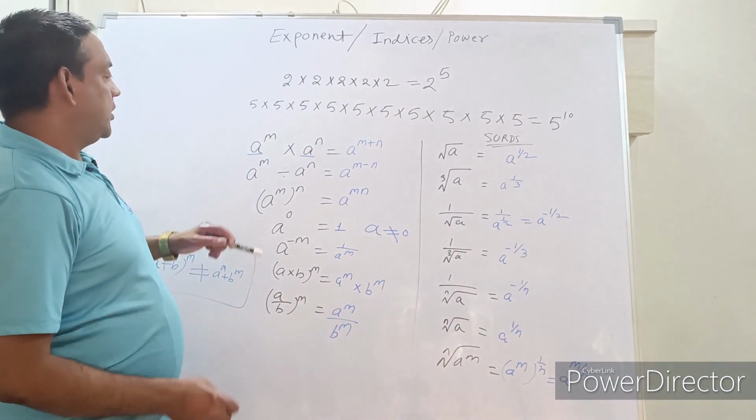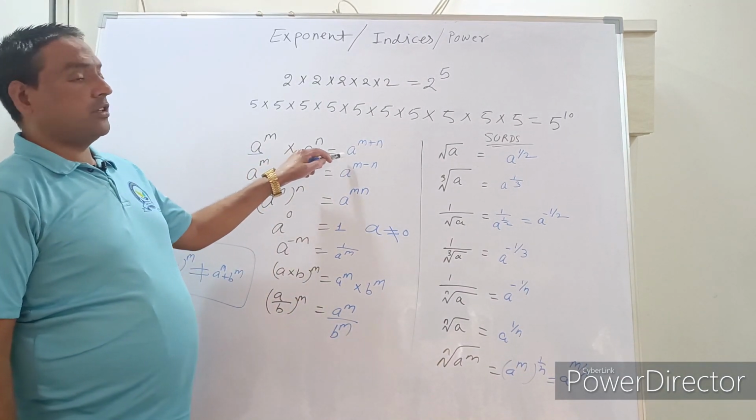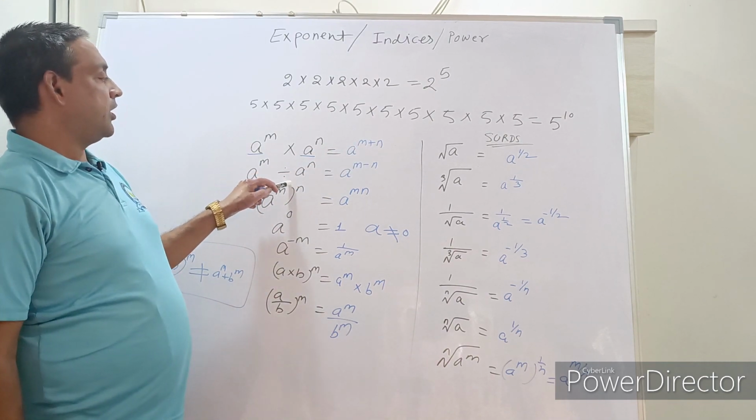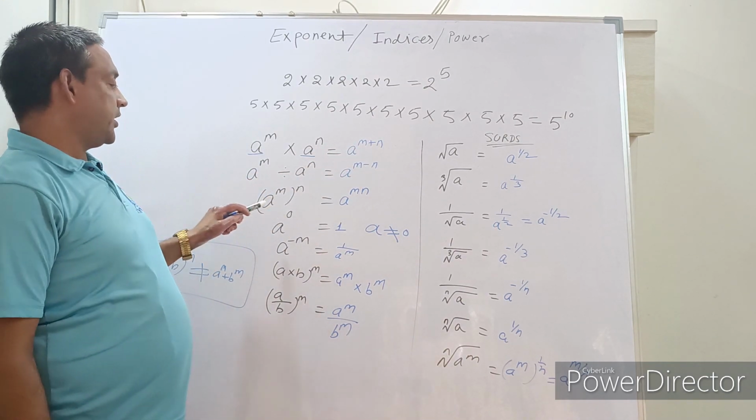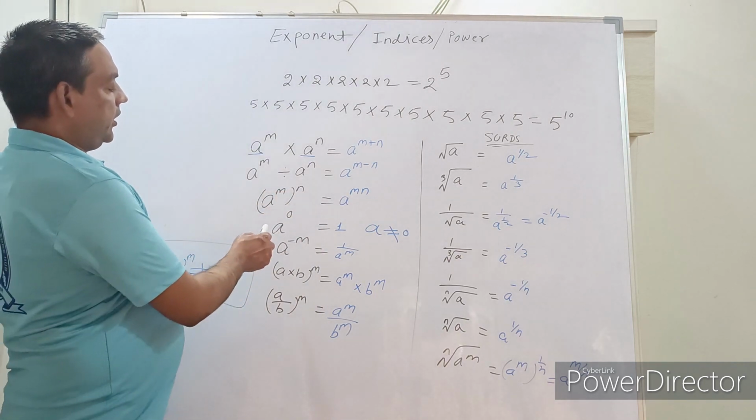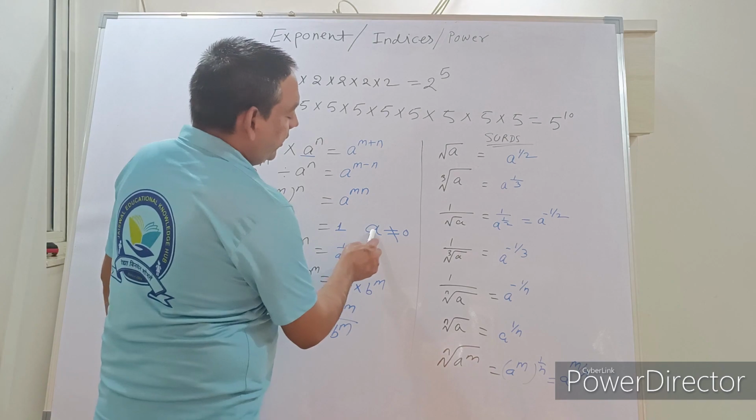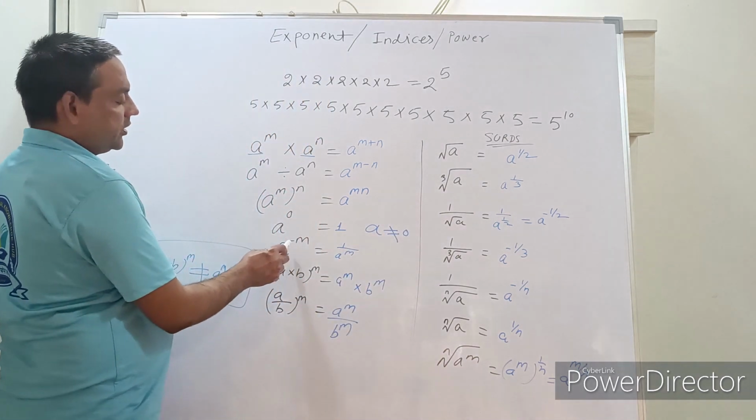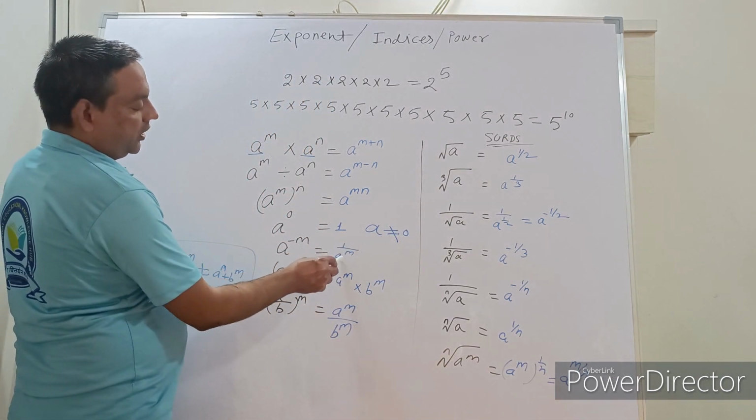So a raised to m into a raised to n is a raised to m plus n. A raised to m divided by a raised to n is equal to a raised to m minus n. A raised to m raised to n is equal to a raised to m into n. A raised to 0 is equal to 1, where a is not equal to 0. A raised to minus m is equal to 1 upon a raised to m.